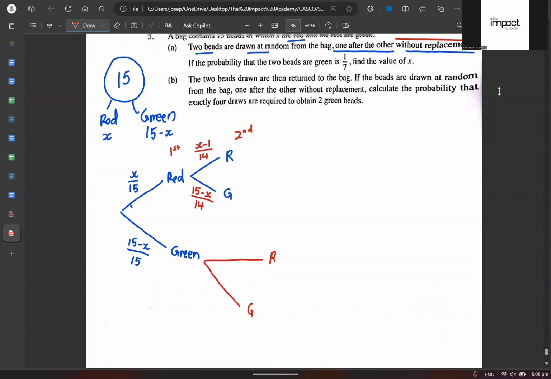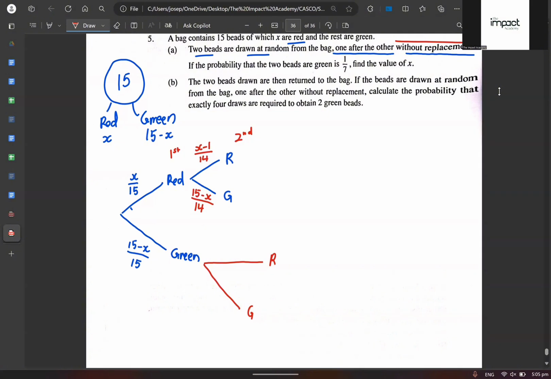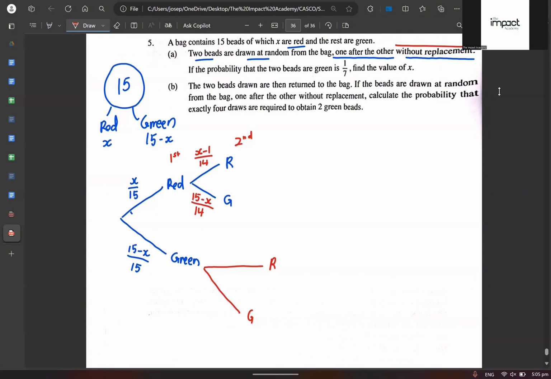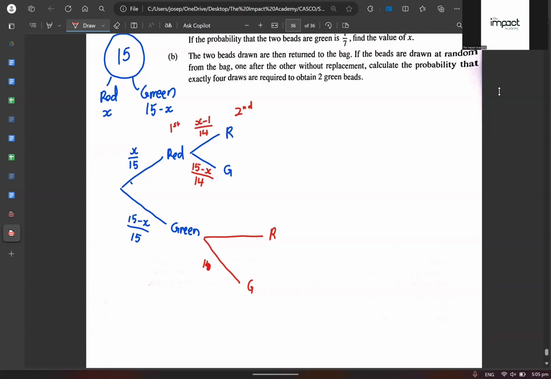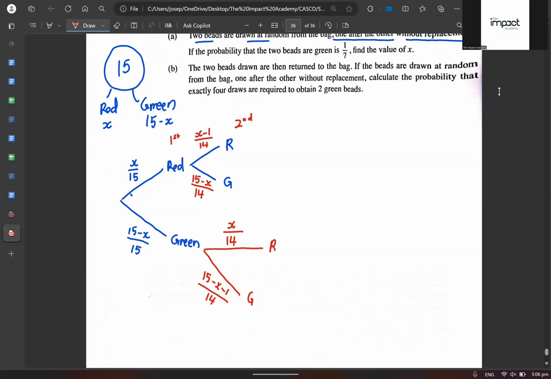Okay. Then the other one. Once you're done, tell me. Yes. This will be 15 minus x minus 1 over 14. Am I making sense? Then my red, x over 14. Why? Yes, the denominator must be the same. Correct. Okay, good. Can you understand?